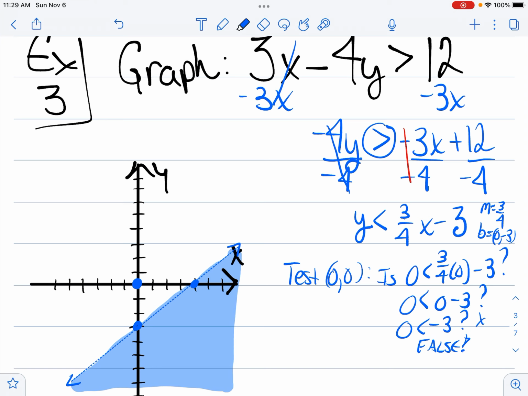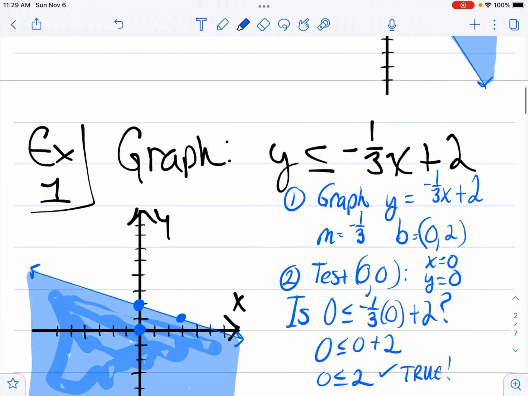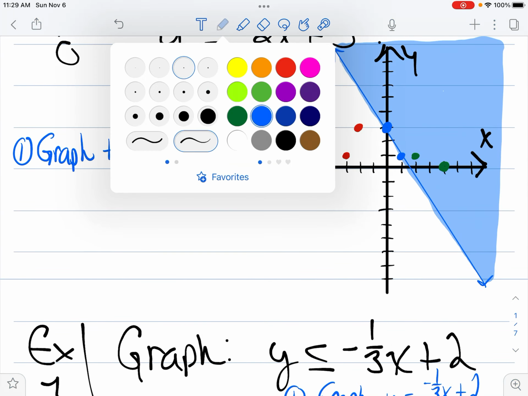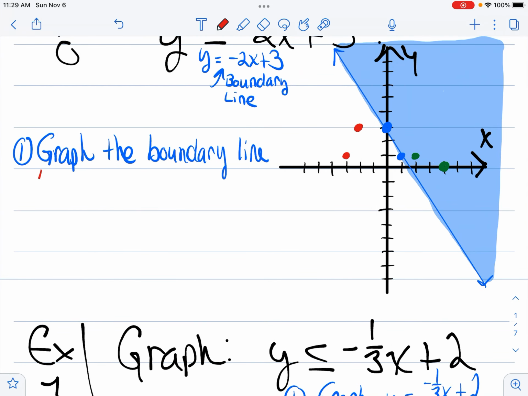All right, so far, let's go back up to the top of the notes and finish our procedure now, okay? So number 1, graph the boundary line. I'll put a little note in here about solid and dashed lines. Solid if the symbol is less than or equal to, greater than or equal to. Dashed if it is less than or greater than.